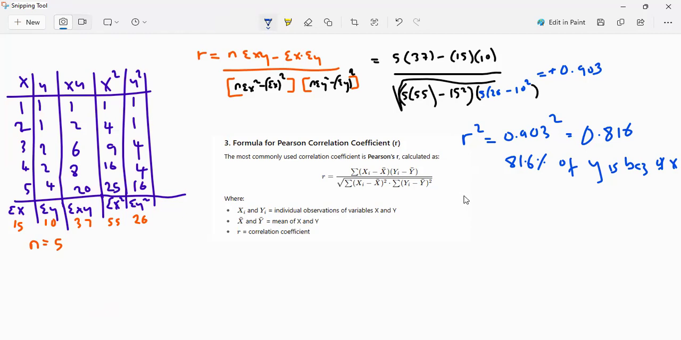Then our b, which is the gradient. How do you find the gradient? It is the summation of what? The top part here is n times the summation of xy, minus the summation of x times the summation of y. All right, over what? The variation in x: n times the summation of x squared minus the summation of x, to the power 2.